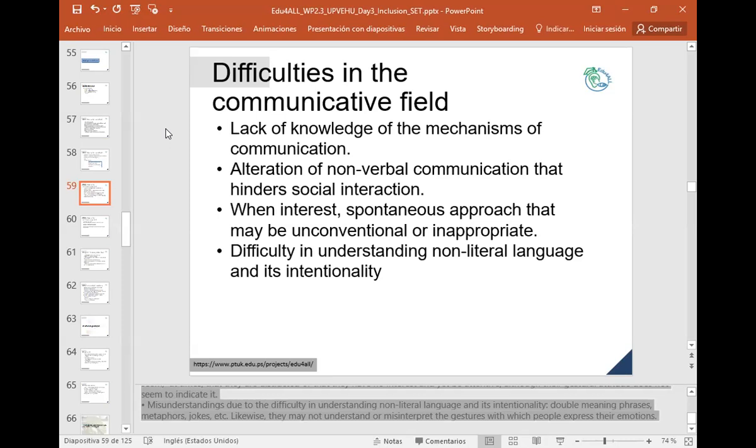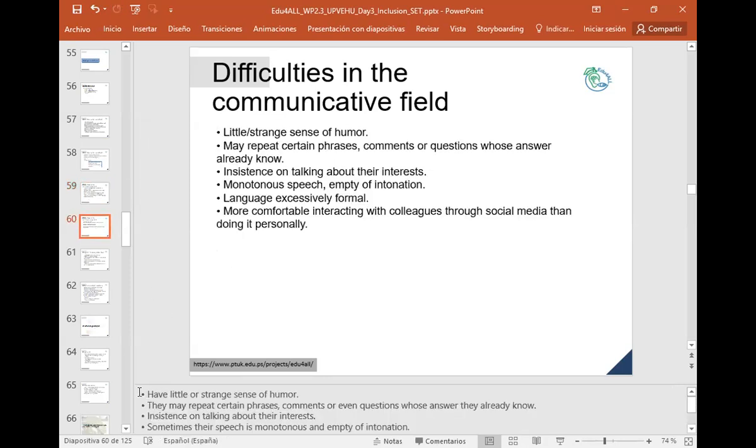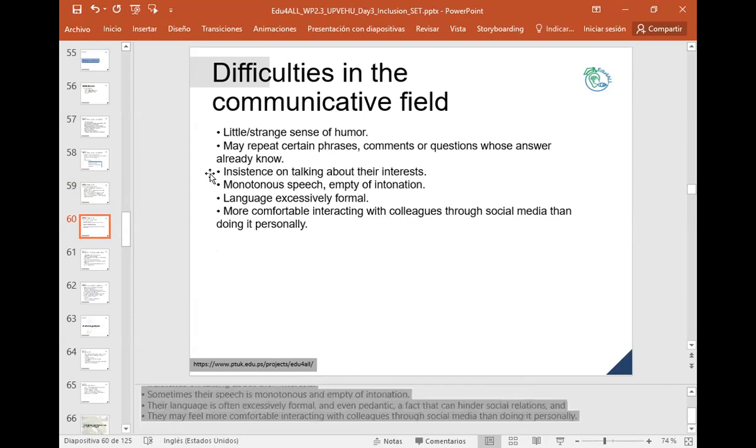It can also seem, at times, that they are distracted or that they have no interest and yet be attentive, although their gestural attitude does not seem to indicate it. Misunderstandings due to the difficulty in understanding non-literal language and its intentionality, double meaning phrases, metaphors, jokes, etc. Likewise, they may not understand or misinterpret the gestures with which people express their emotions. They may have little or strange sense of humor.